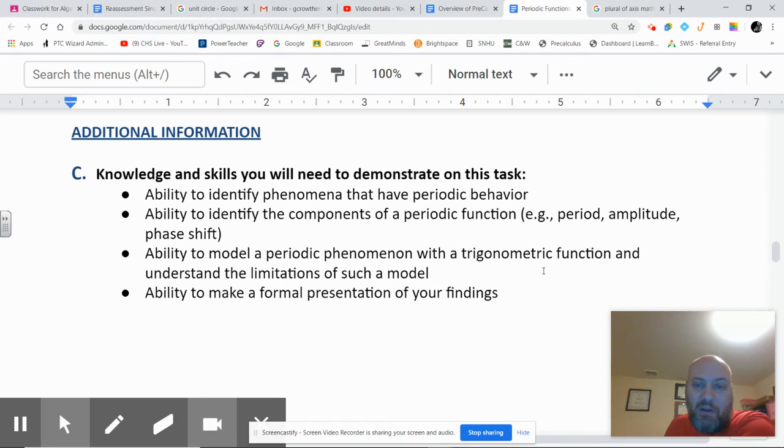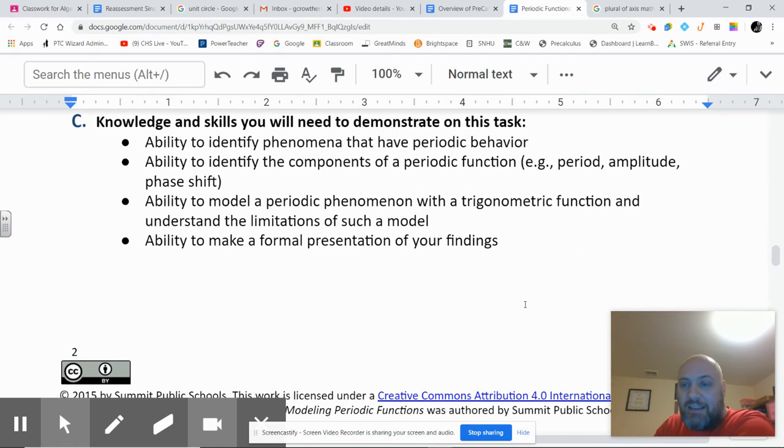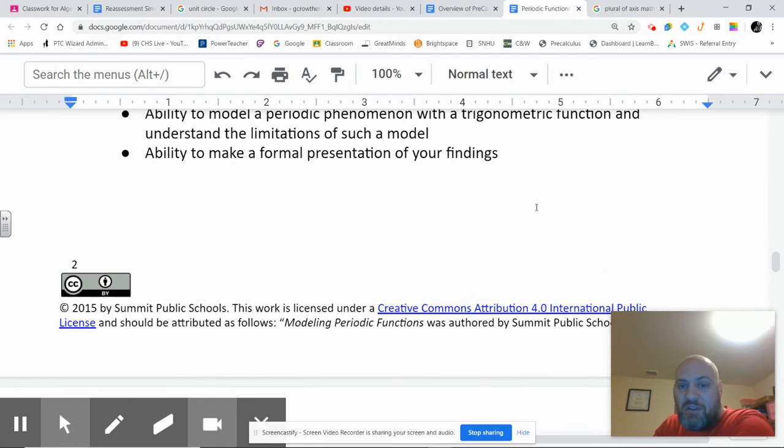Your ability to model periodic phenomena with a trig function and understand limitations. And you should be able to make a formal presentation of your findings. We've been doing this all year, so this should be pretty simple in terms of the presentation.